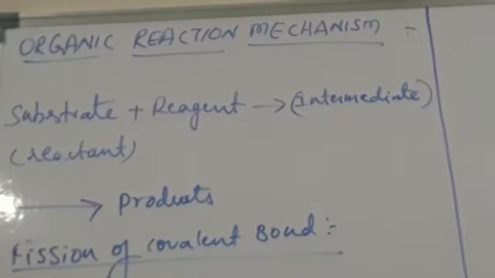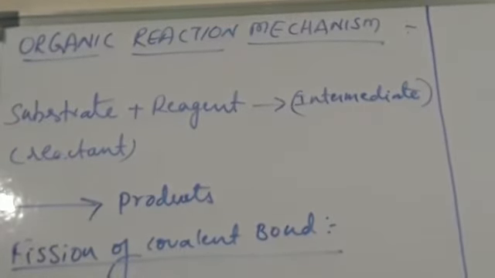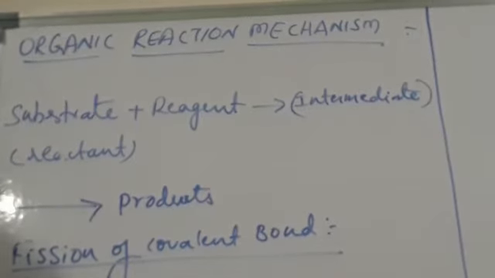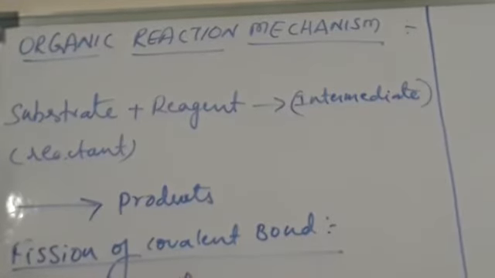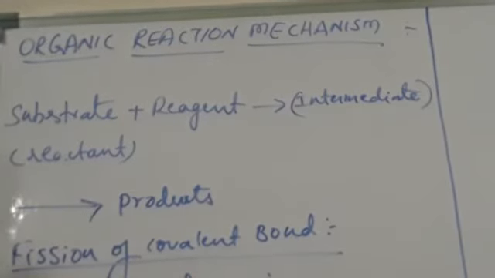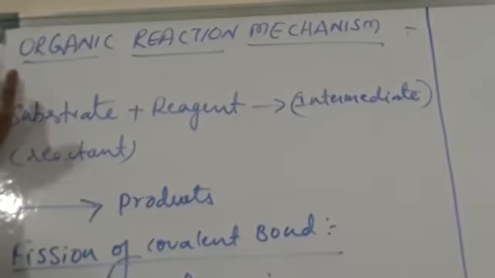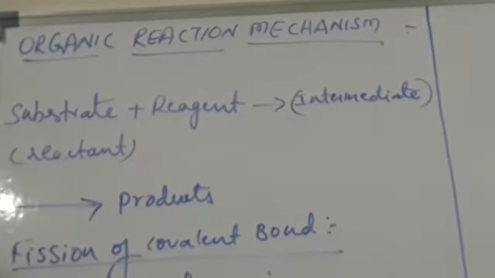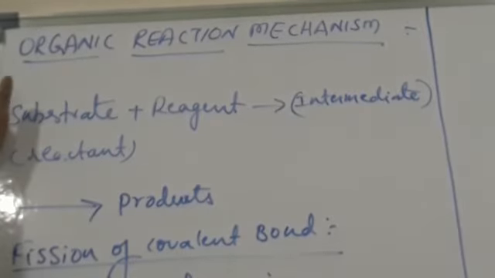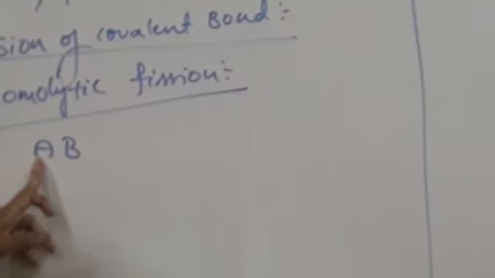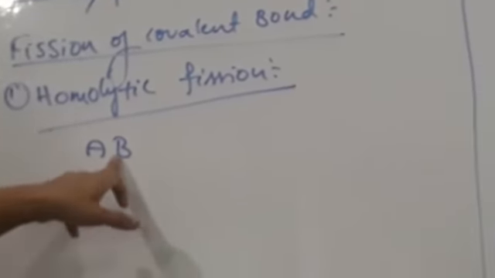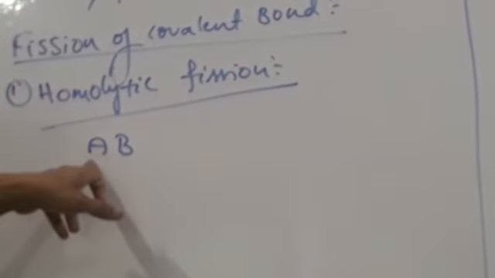The first one is homolytic fission. Two types; the first type, homolytic fission. Coming to homolytic fission, for example, an AB substrate is there. A covalent bond is present between these two atoms in the AB molecule.